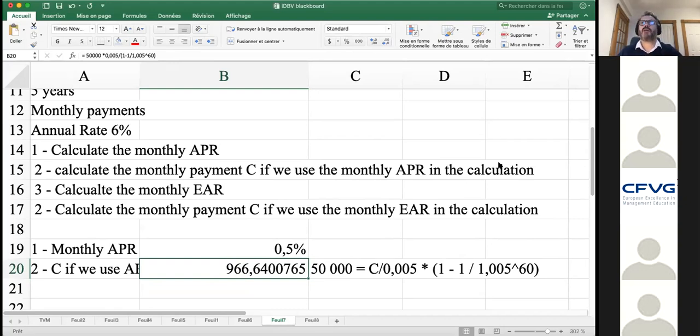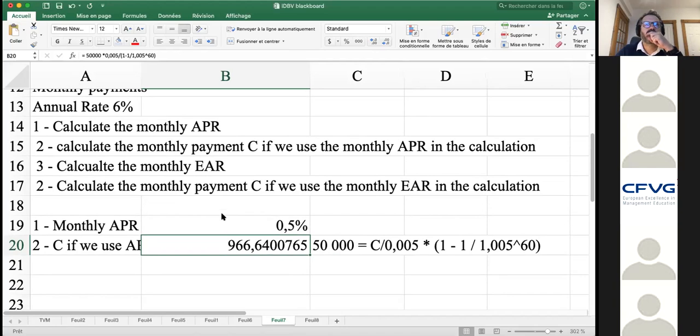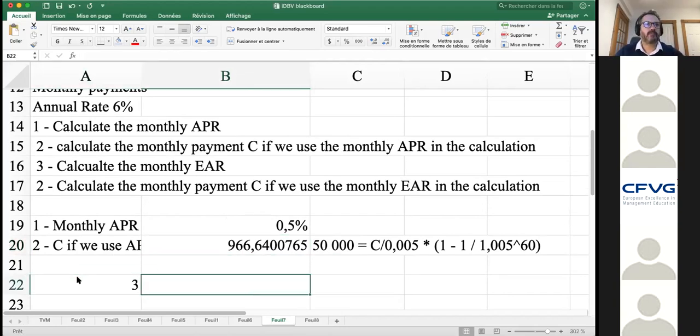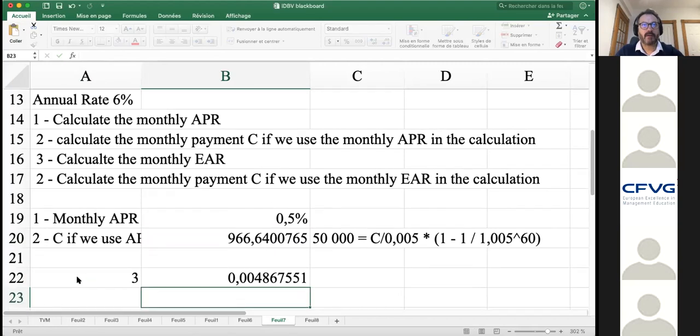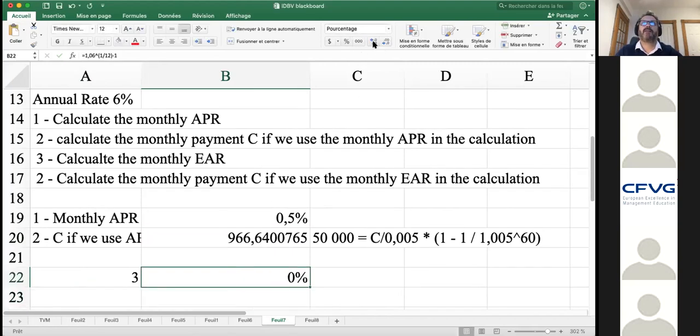So Dong, this is correct, A and B. So what do we have for Hien? It's correct for the rate as well. So for the B, I think it's correct, but it's not 96, it's 966. So I don't know. I think maybe you forgot 10 somewhere for maybe the rate or something like this. So it's equal to 1.06 exponent 1 divided by 12 minus 1. Okay, that's correct.